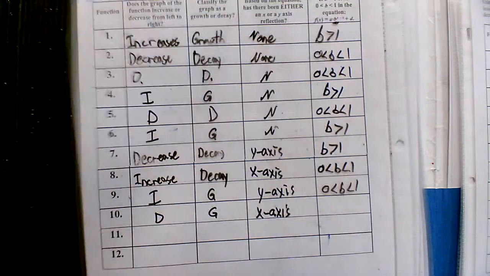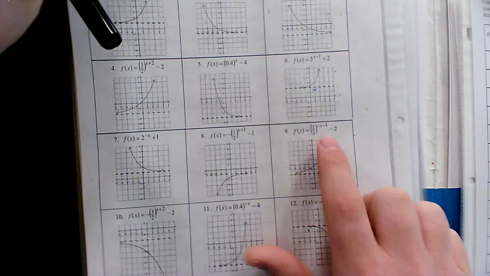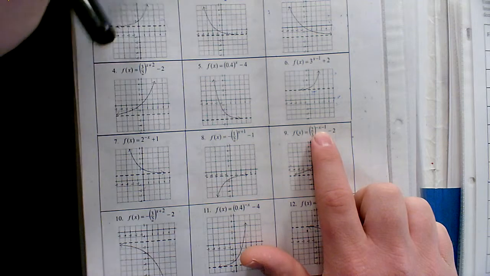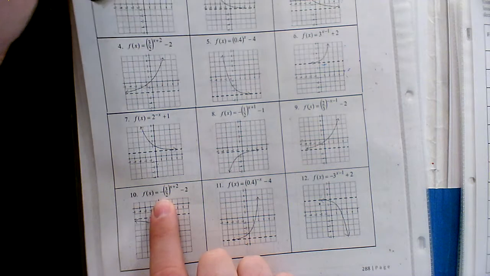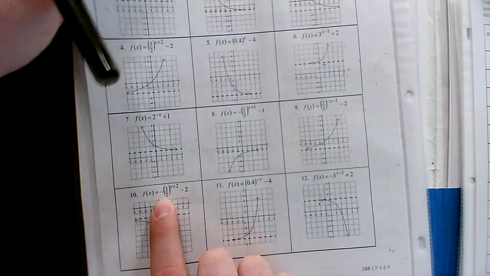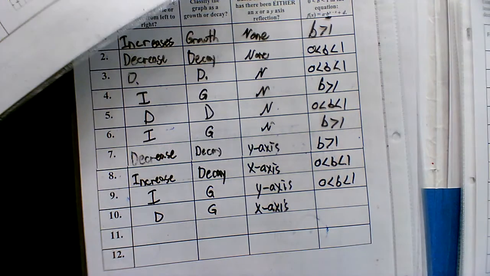x-axis. And again, one more time, since we had both of those, I want to go to 9 and 10 just to clarify that. So on 9, we see the x has a negative. That's why we know it has the y-axis. And then for 10, the x-axis, the negative is on the a value. So we know it's reflected over the x-axis.